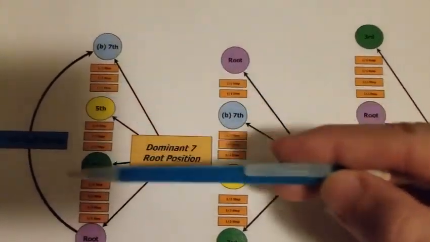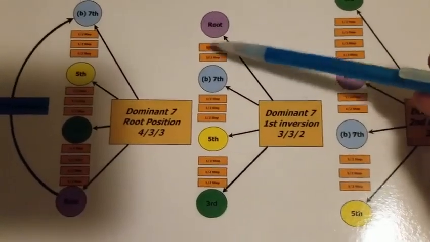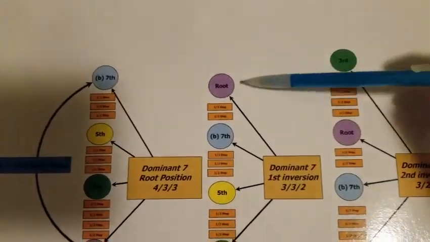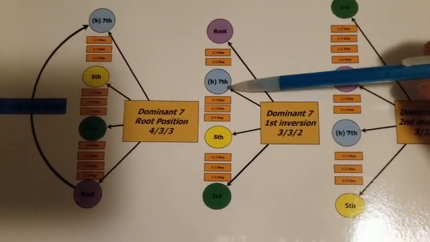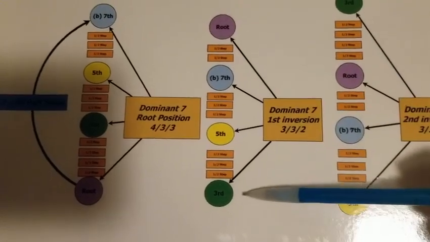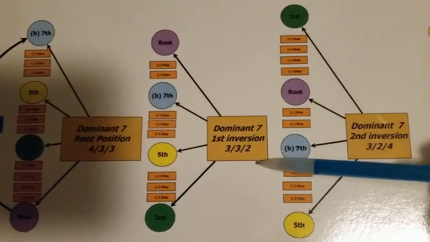Again, everything just shifts down, and we have the root is going to be 2 half steps above the 7th in this direction. So if we move it up here, you have a major second between the flat 7 and the root, right? On the dominant 7 first inversion, 3-3-2 form.